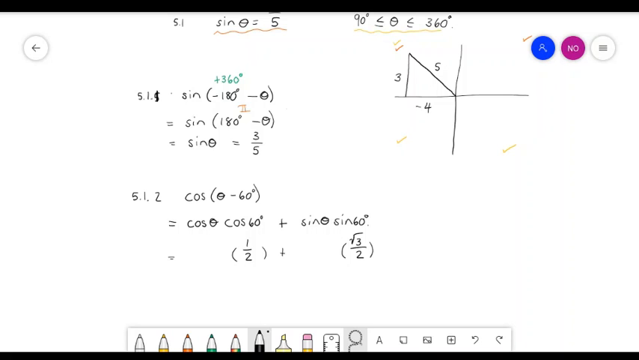And then for these two, I'm going to use my sketch. In fact, this one, I'm just going to write down the value that they gave me.